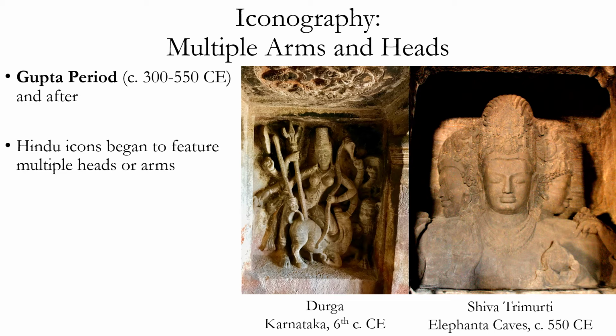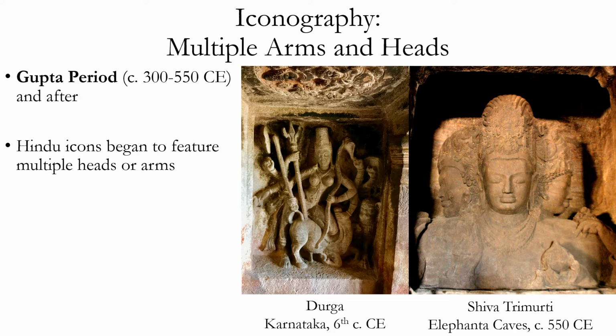You can see she has multiple arms. It looks like she has her typical 8 arms. And we can also see another example of this from North India, the Shiva Trimurti, or depiction of Shiva with 3 heads. This comes from the Elephanta caves and dates to around 550 CE. So that would have been towards the end of the Gupta period. And this shows you that Shiva is sometimes depicted as having 3 heads.